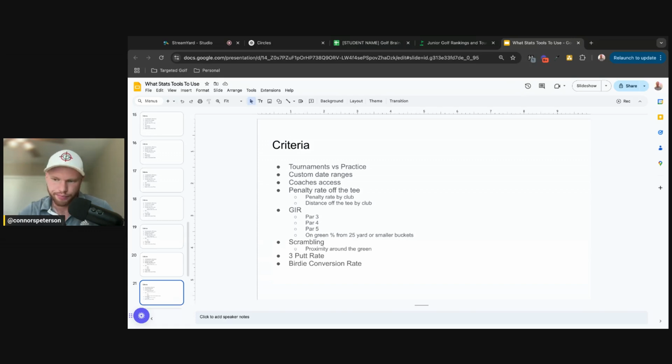That's an example. For par 4s, if we've got distance off the tee and we know what our par 4 on green percentage is from the distance bucket that we're going to be on for par 4s most of the time, let's say it's 125 to 150 yards, we hit it on the green 50% of the time.